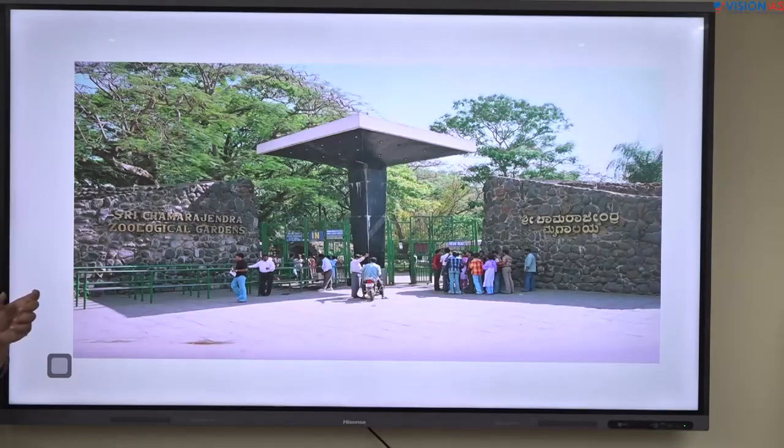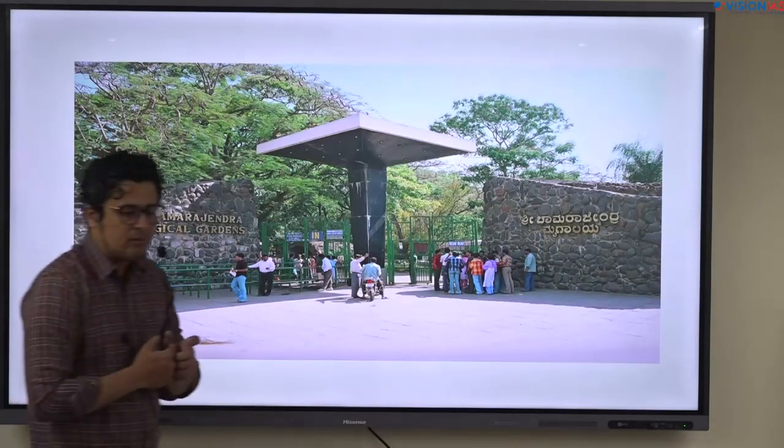So a zoological garden is for animals. Botanical gardens are for plants. But both of them are man-made. So in which category will they come? Ex situ. Complete this.